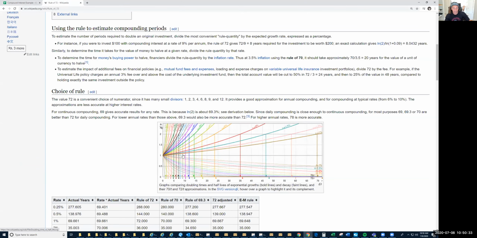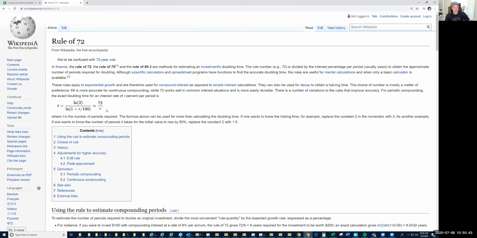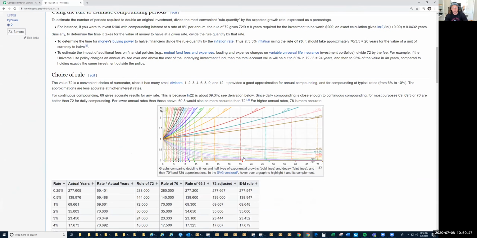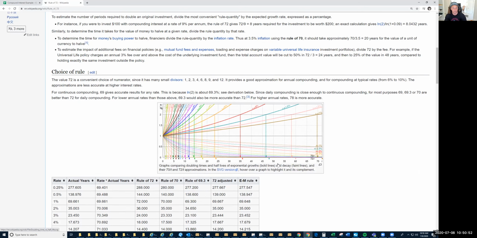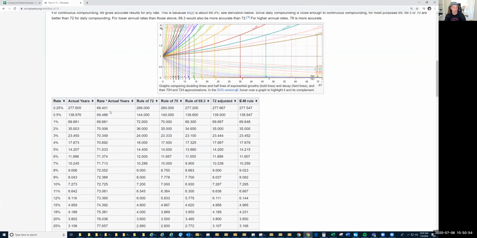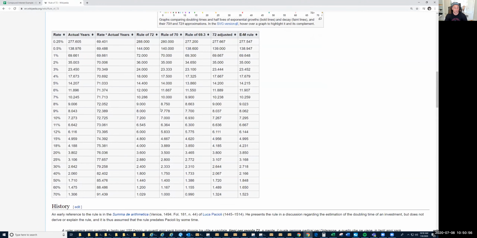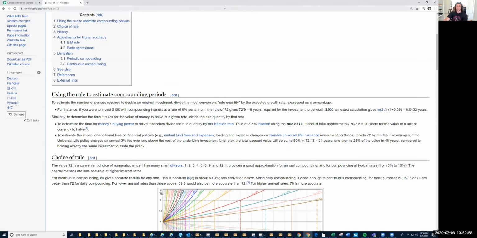This gives you an idea that when it's in these lower interest rates, it's one thing, but then the graph starts to shift. So when the numbers get higher, you've got to dramatically increase that number, 72. It's going to go up to 78 or maybe even higher. If the interest rate was like 50%, then it'd probably be like 82 or something like that. And they have a chart here breaking down the further accuracy. But again, it doesn't need to be perfect. This is just a quick way so that you don't have to do the whole equation.